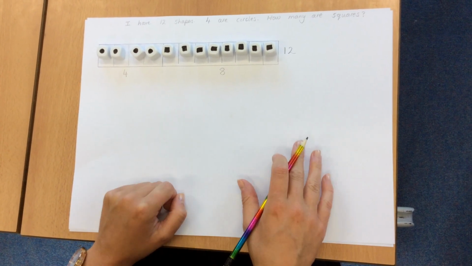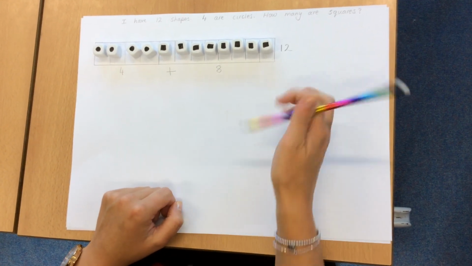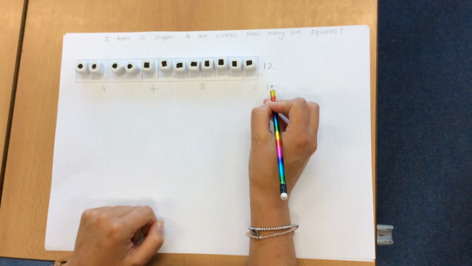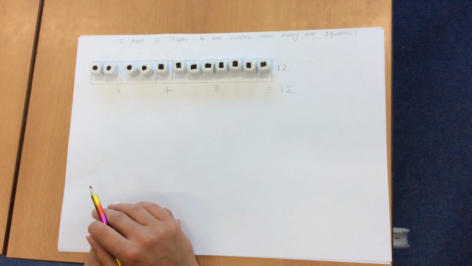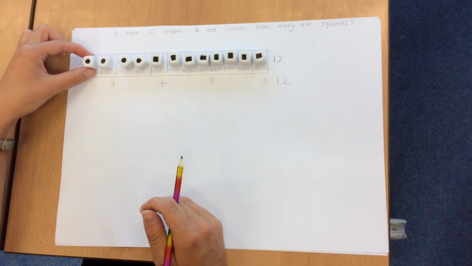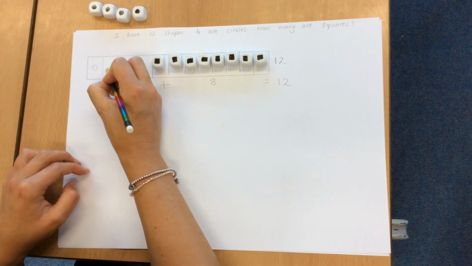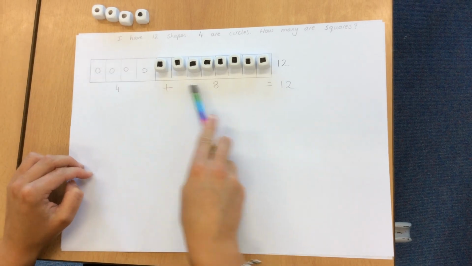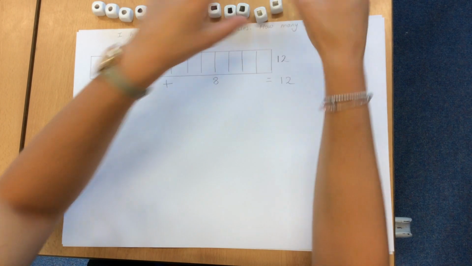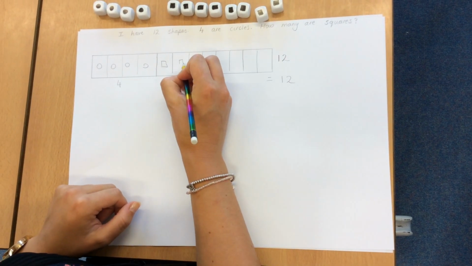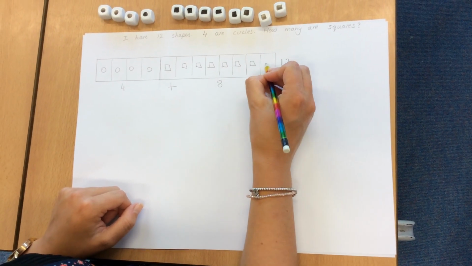So I can now turn this into an adding calculation. My sum is 4 add 8 equals 12. Now your task today was for you to draw this out. Instead of having counters, you could draw the 4 circles, and that will help you to work out the 8 for the missing part. So you could then draw your 8 here. These are obviously my very quick squares.